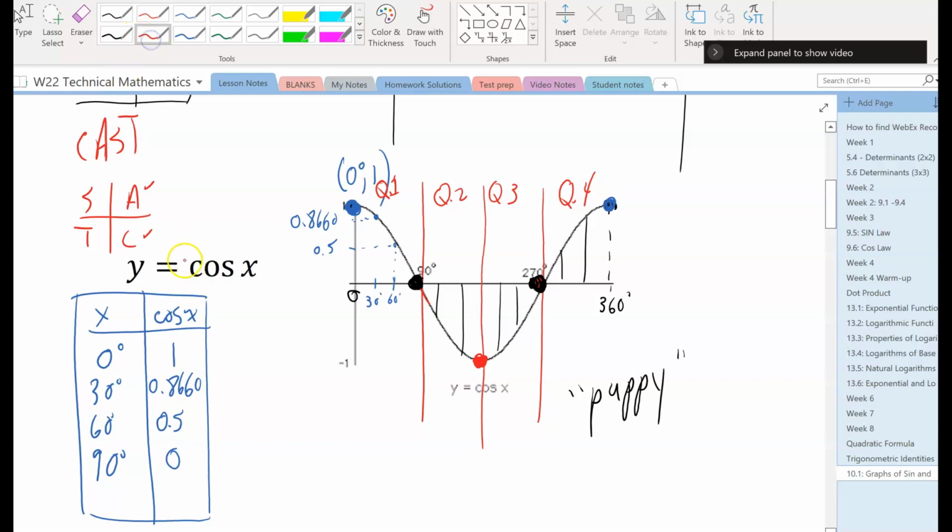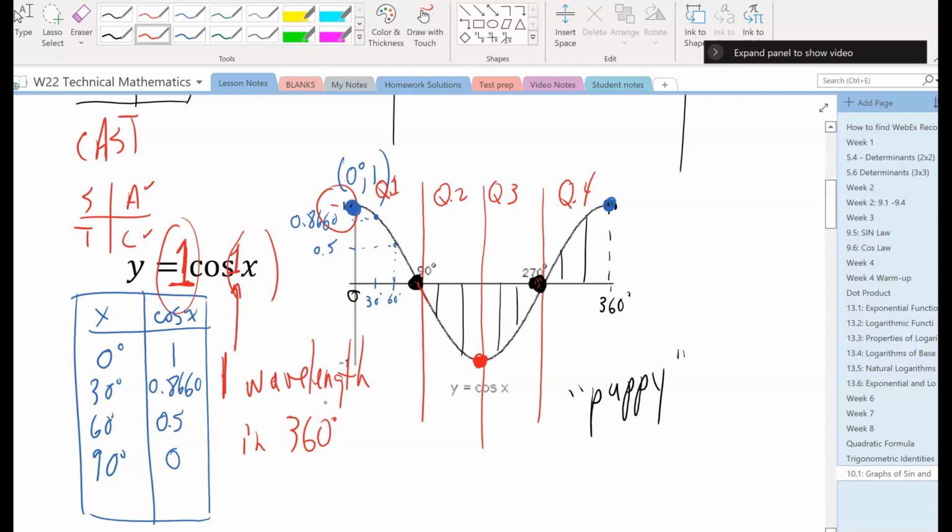The coefficient here is a 1, which is the amplitude of 1. And the multiple in front of x here is a 1, which means one wavelength in 360 degrees. And it repeats, it's periodic, it repeats every 360 degrees.